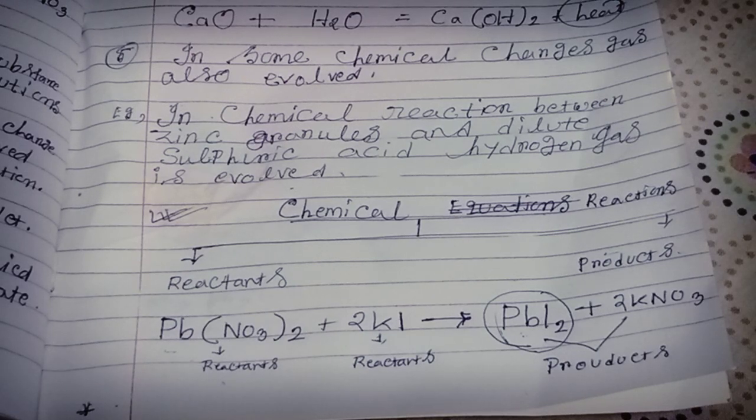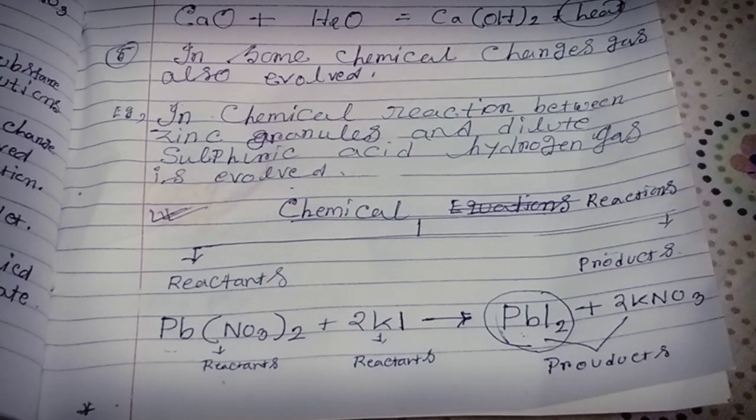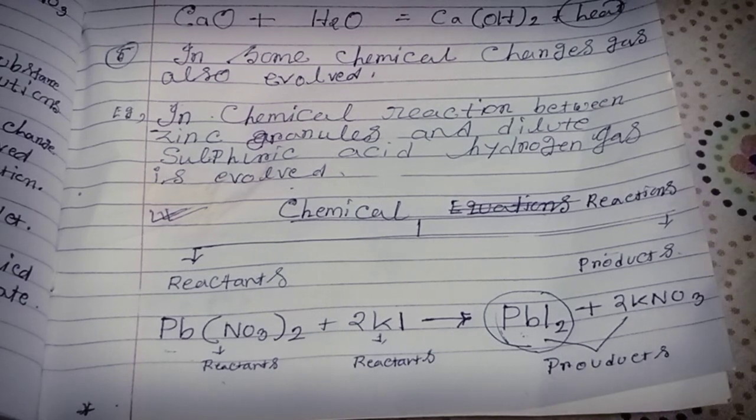Next, in some chemical reactions, temperature also changes. That is, some chemical changes are exothermic in nature. If we take the reaction between calcium oxide and water, then we will see the formation of calcium hydroxide and some amount of heat.